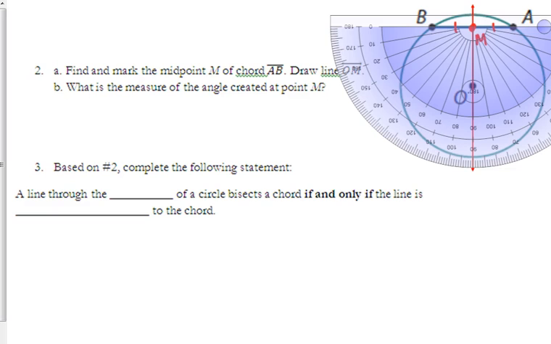So see where your line hits. Where does the line hit on the protractor? Put the circle on M. Some of you aren't even touching protractors. Put the hole on point M. It makes a 90 degree angle.